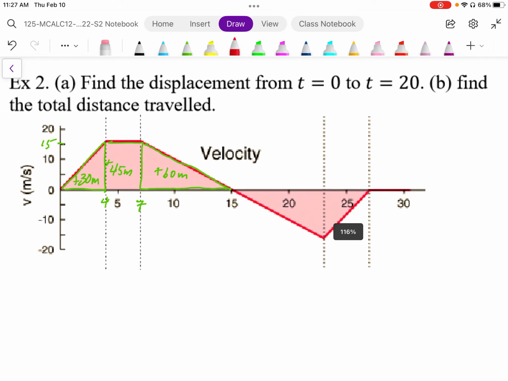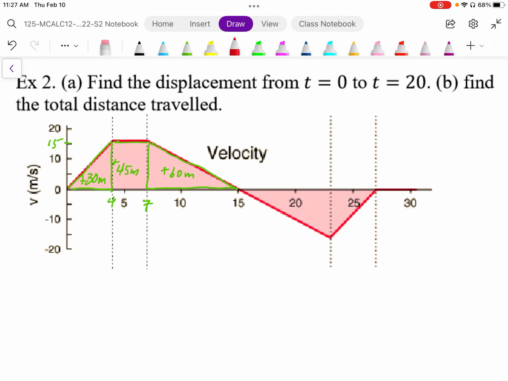For this next part here is below, so everything's going to be calculated as a negative displacement. So this is at 23, it's just past halfway. Using this triangle here, I have a width of 8, a height of, it looks like that's negative 15 meters per second. So 8 times 15 divided by 2 is going to give me negative 60 meters. So those two areas are going to cancel out.